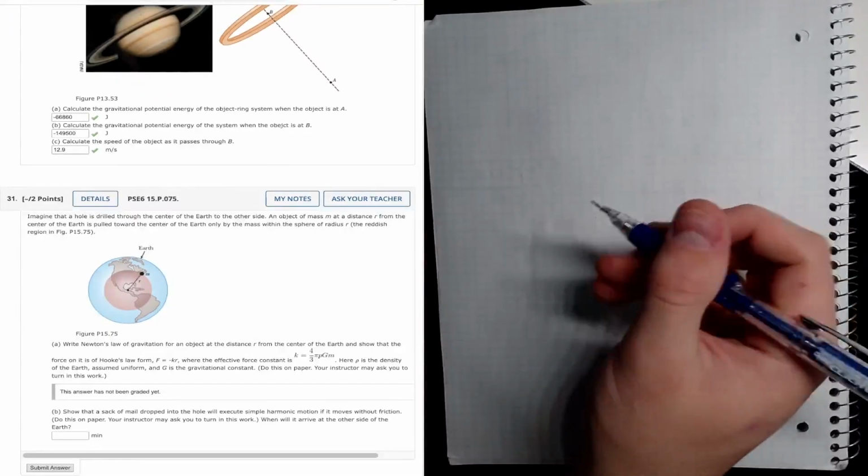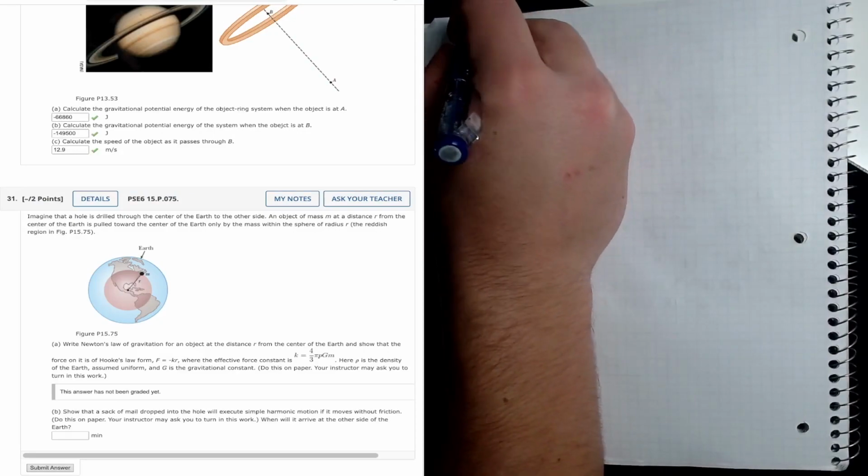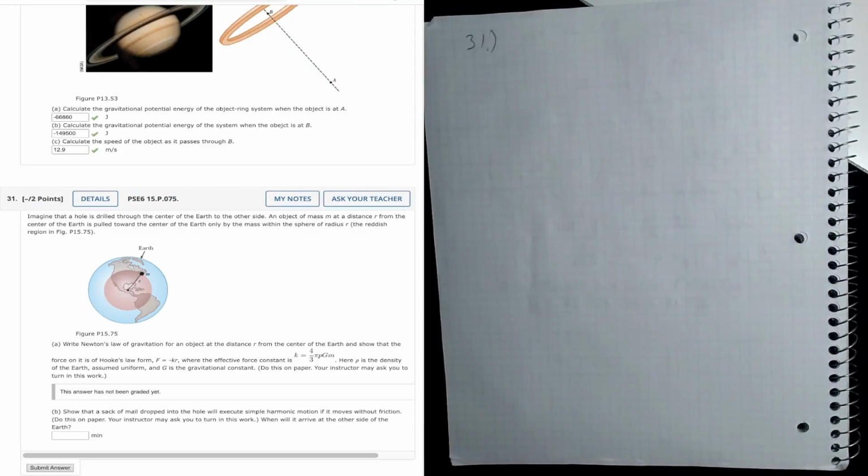Now, guys, on to problem number 31. So, imagine that a hole is drilled through the center of the Earth to the other side. An object of mass m at a distance r from the center of the Earth is pulled toward the center of the Earth only by the mass within the sphere of radius r, the reddish region. Write Newton's law of gravitation for an object at a distance r from the center of the Earth and show that the force on it is in Hooke's law form F equals negative kr, where the effective force constant is given. Here rho is the density of the Earth, assume it is uniform, and G is the gravitational constant.